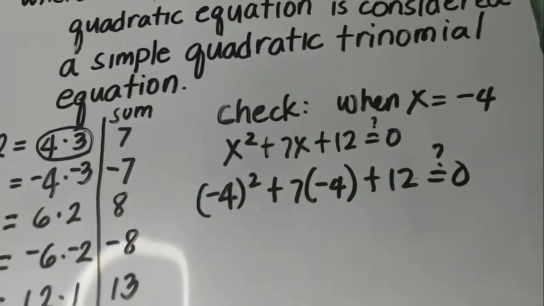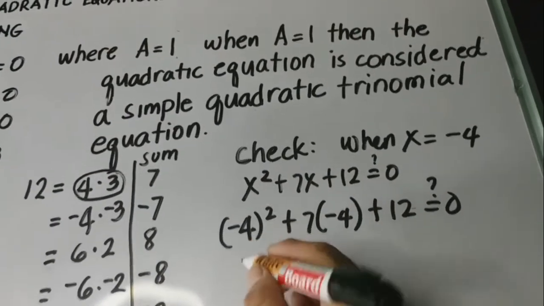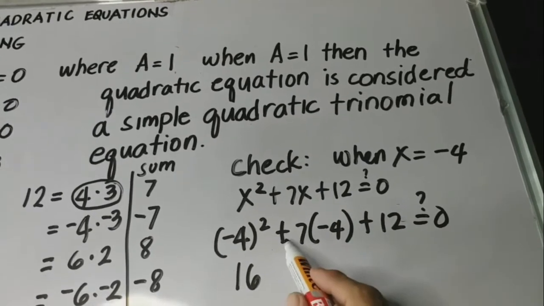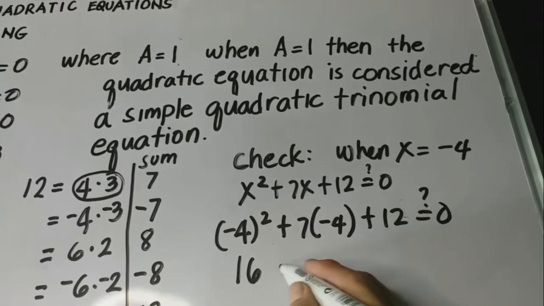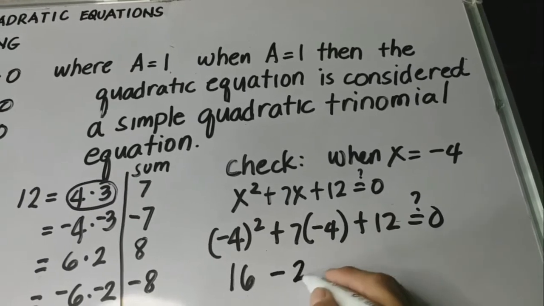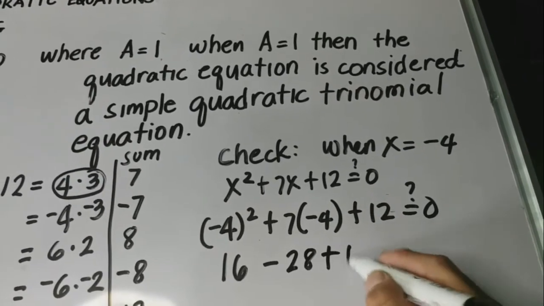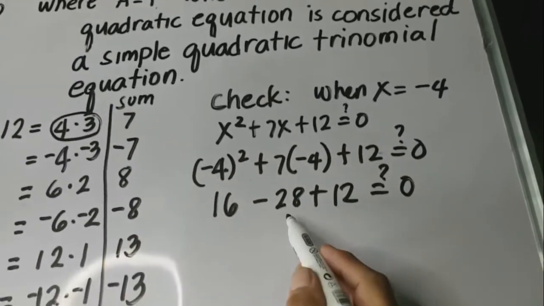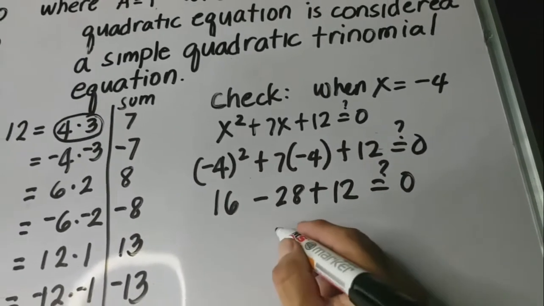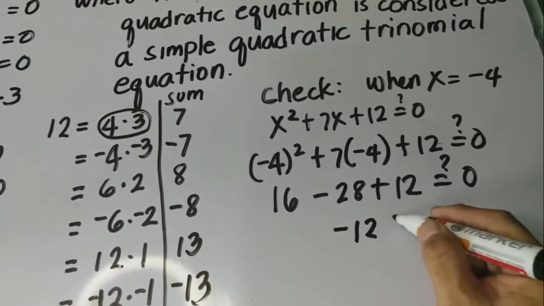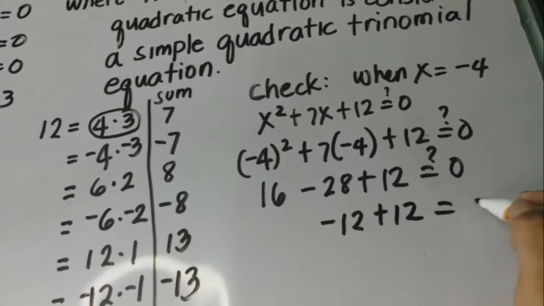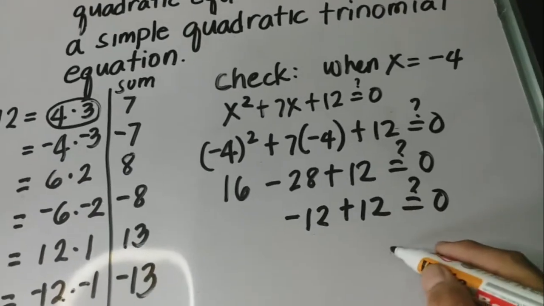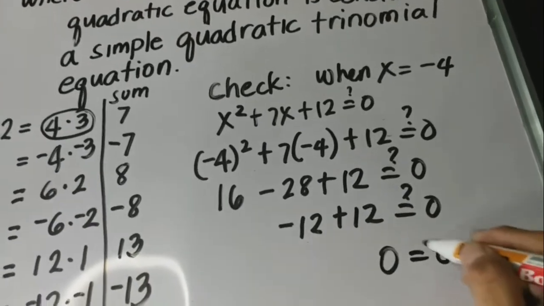Negative 4 squared is negative 4 times negative 4, which is 16. Then positive times negative is negative. 7 times 4 is 28, plus 12 equals 0. 16 minus 28 is negative 12, plus 12 equals 0. So 12 minus 12 is 0, equals 0. Okay.